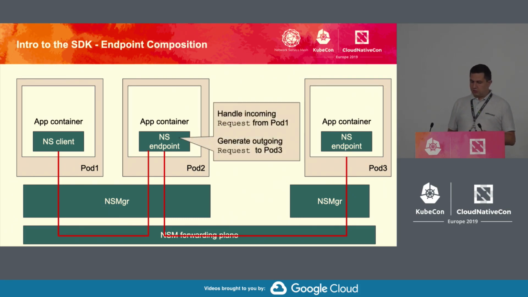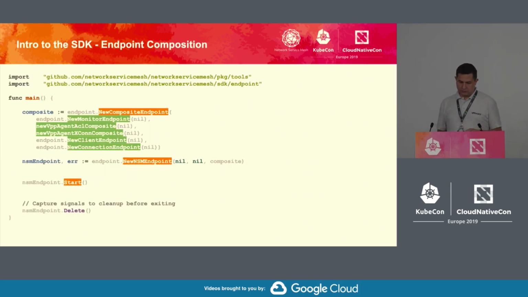So essentially, if you zoom in a little bit on the network service endpoint in pod 2, what it has to implement is it has to handle the request from pod 1 and then generate requests to pod 3. Now let's see how this works in the code. This probably looks slightly more complicated, but it's really not. The orange highlights are showing the calls to the SDK which are related to the implementation of the endpoint.